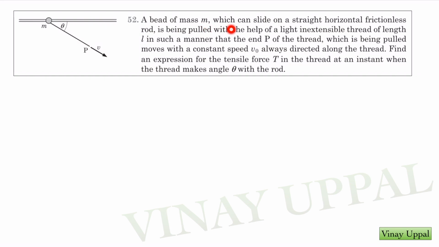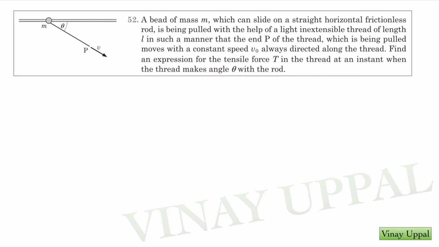A bead of mass m which can slide on a straight horizontal frictionless rod is being pulled with the help of a light inextensible thread of length L. So this is the bead that can slide over the smooth rod and it's being pulled by the string in such a manner that the end P of the thread which is being pulled moves with a constant speed V0 always directed towards or along the thread. So this end P always has a velocity along this thread. Find an expression for the tensile force T in the thread at an instant when the thread makes an angle theta with the rod.